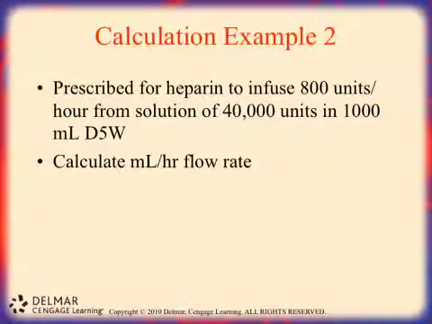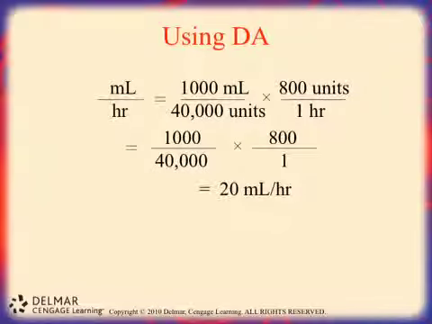Our second example asks us to infuse 800 units of heparin from a solution of 40,000 units in 1,000 milliliters of D5W. Again, we're to calculate the milliliter per hour flow rate, so we're going to start with that, as we'll see on the next slide. So we start with our milliliters per hour. That means we set up our milliliters and then our units that we have in those milliliters. This is what we are using. That's our bag that we start with, and then that is times our order. So here's our order here.